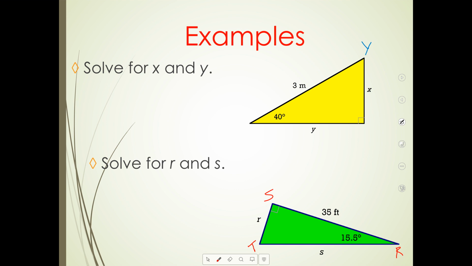Okay, what do you think this is? I did sin 15.5 equals r over 35, and then I solved for r. So then r equals 9.34.